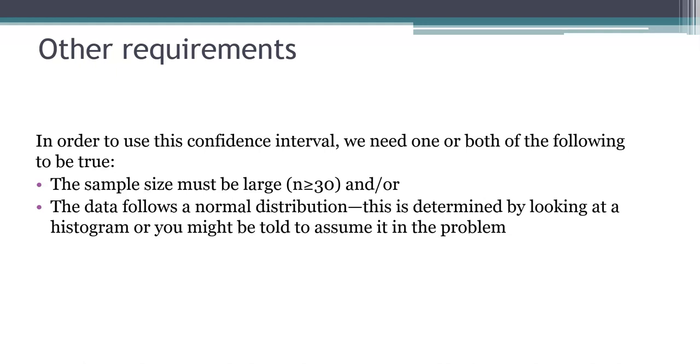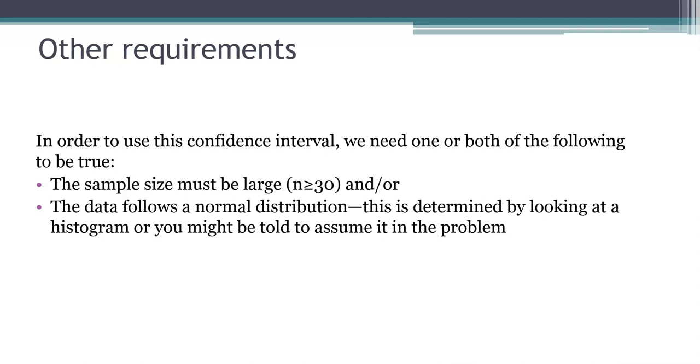So, in order to be able to do this confidence interval that we're trying to do, we need one or both of these things to be true. And I think you'll recognize these from when we did the central limit theorem. And in fact, this formula comes directly from the central limit theorem. So we need the data to follow a normal distribution. You could determine this by looking at a histogram and seeing that it's approximately bell-shaped. Or the problem might just say, go ahead and assume a normal distribution.